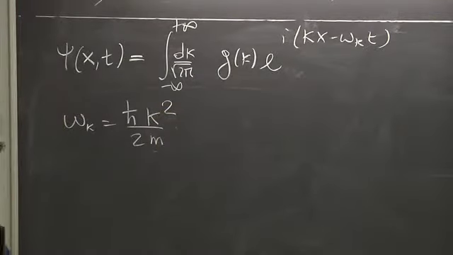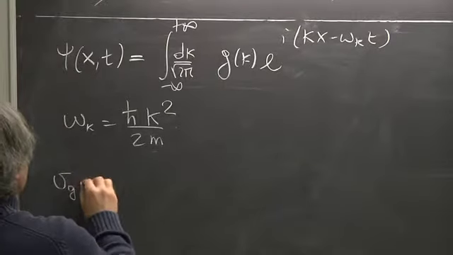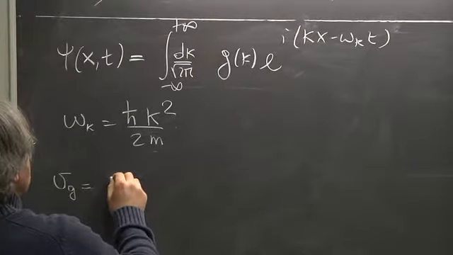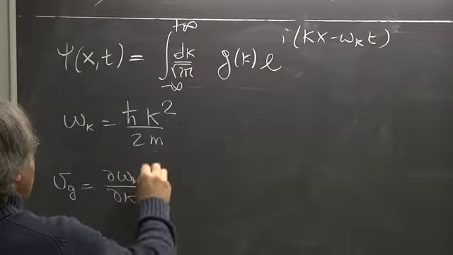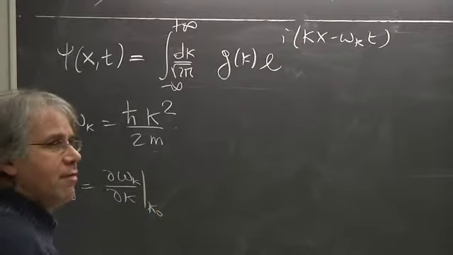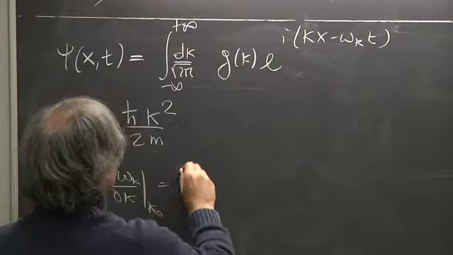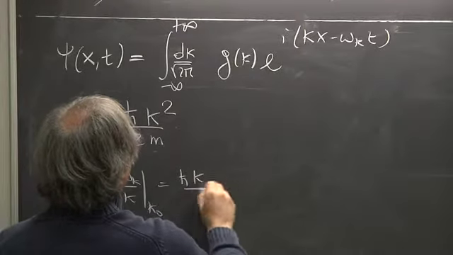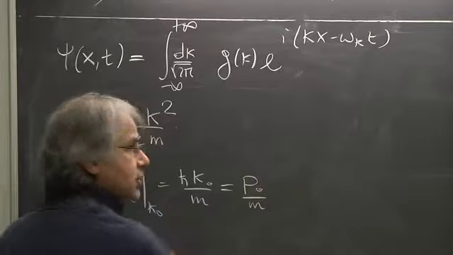This was a necessary condition in order for the group velocity of that object, that was the derivative of omega of k with respect to k, calculated at the mean k vector k0, where this was centered, to be just equal to h bar k0 over m, or if you want, the momentum over the mass, okay?